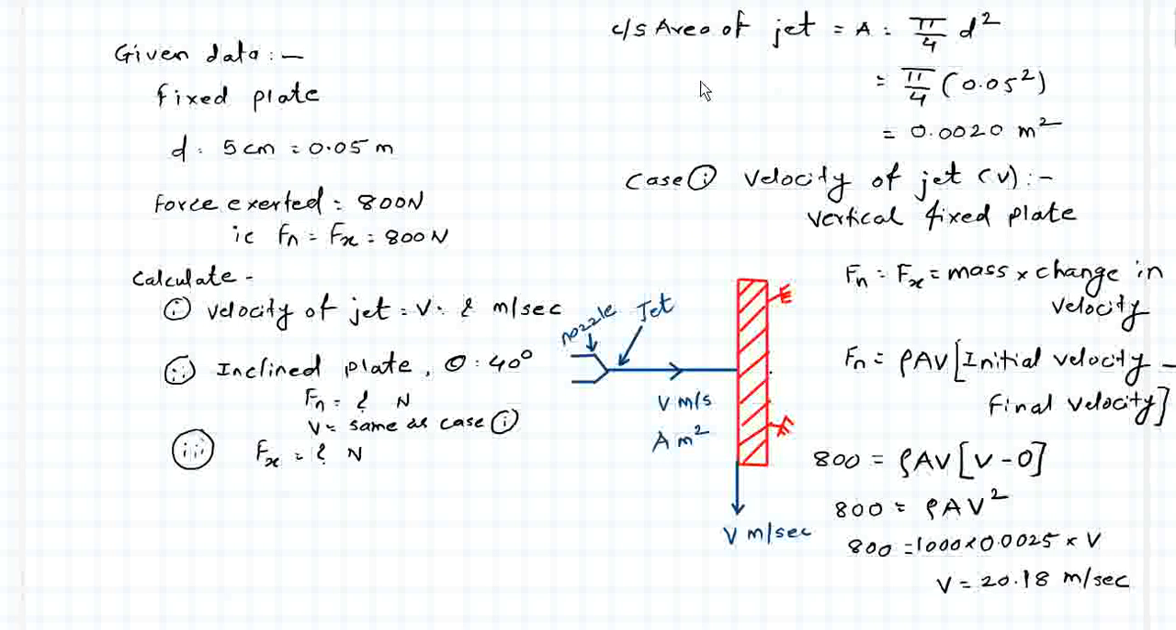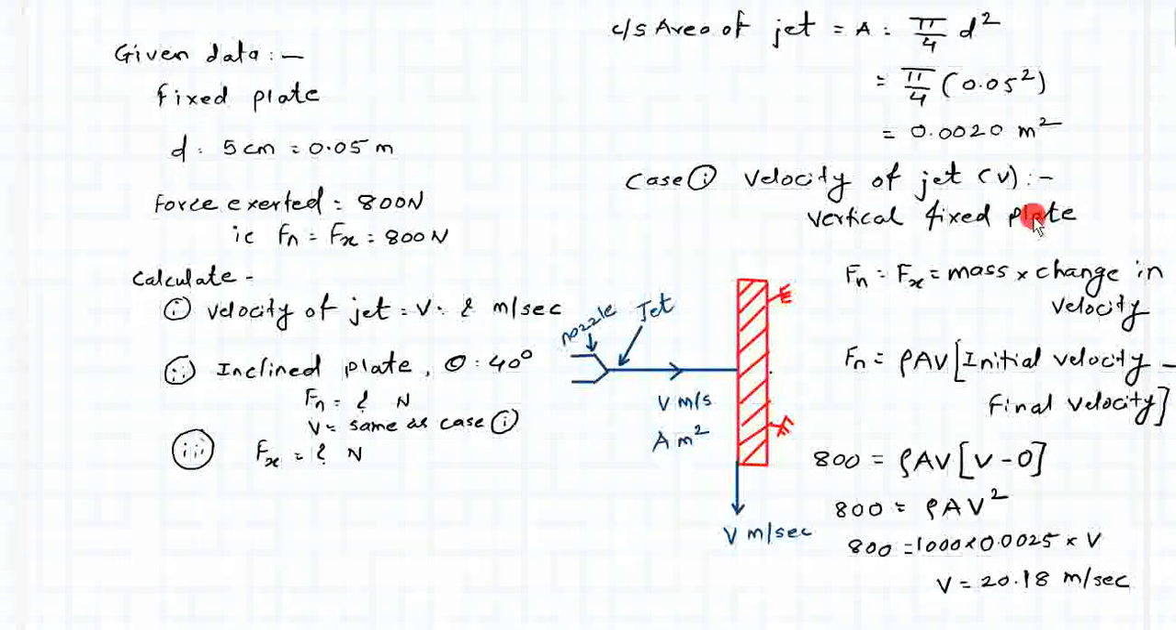So before starting case 1, we see the cross sectional area of the jet A. As it is cross sectional area, we can say A is equal to pi by 4 d square. So putting the respective value, we get the area 0.0020 meter square. So we solve case number 1. Case number 1 is velocity of jet, so V equal to what?